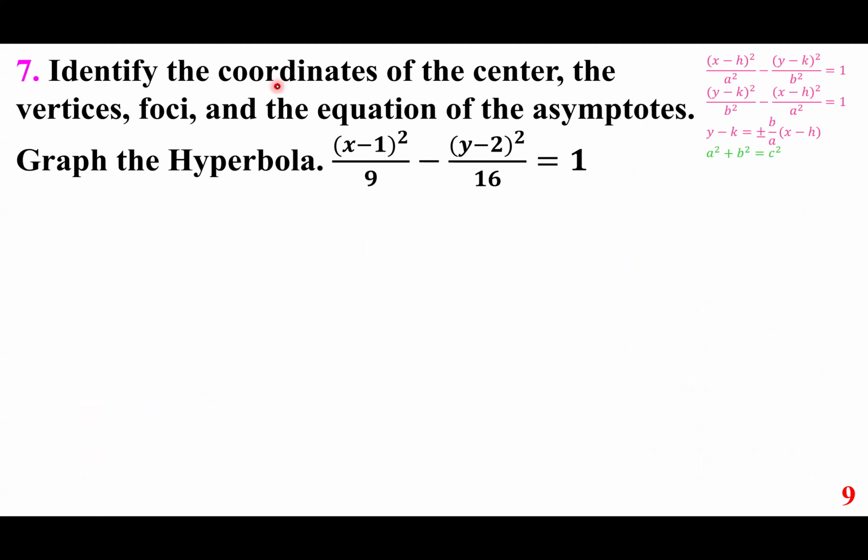Identify the coordinates of the center, the vertices, foci, and the equation of the asymptotes. Graph the hyperbola. And we go with this formula. Obviously, it's centered at 1, 2. A squared of 9 is 3, B squared of 16 is 4. So that's just right away.